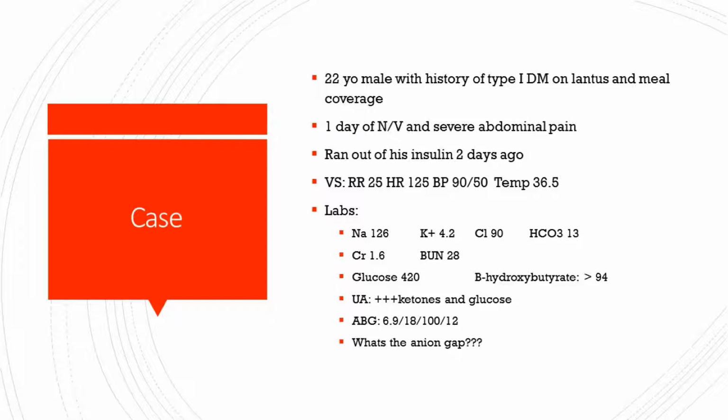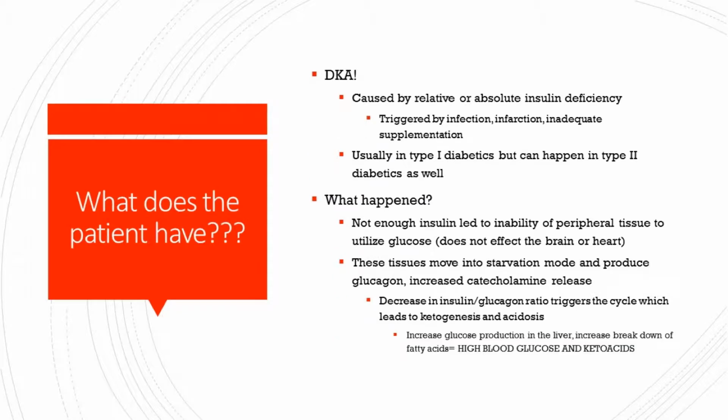But in this patient, the anion gap is about 23, and so the typical cause would be keto acids. So what does the patient have? Obviously DKA. And when have you guys seen DKA? What kind of diabetic patients typically get DKA, and why is that? Anyone know really? Because their pancreas produces no insulin at all. Yeah, it's a complete absence of insulin, and so they're more prone to it.